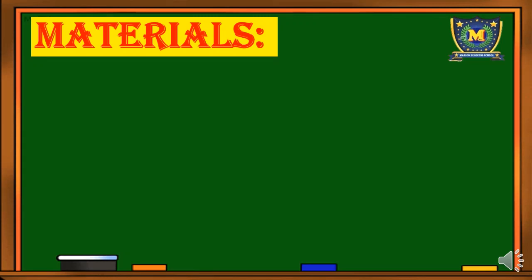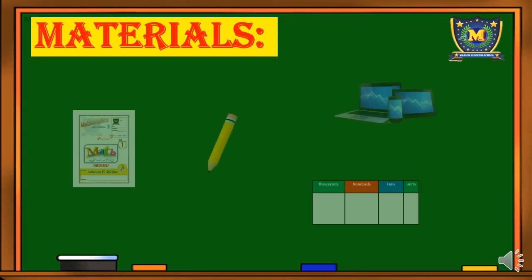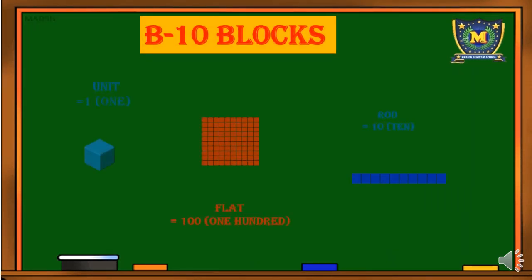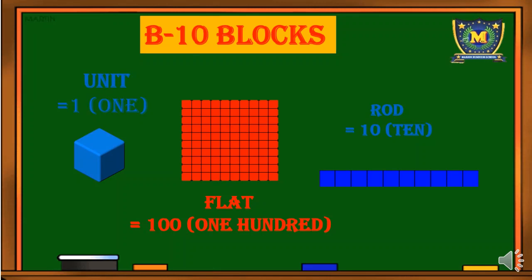Materials. These are the materials you need for this lesson. You need a workbook, a pencil, the beaten board, and either a phone, laptop, or a tablet. And also you need these beaten blocks. So you need a unit, a rod, and this time you will meet a new friend, and we call it flat. And one flat is equal to 100.